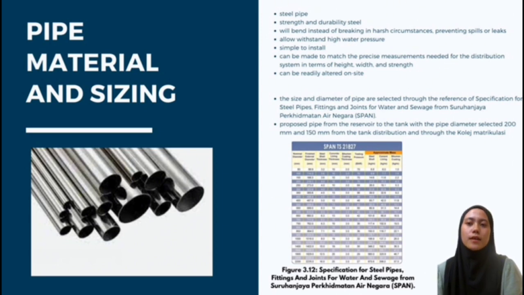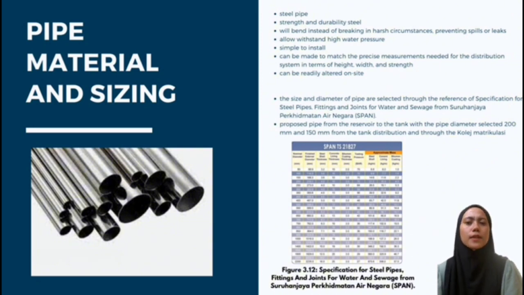Steel pipes are also simple to install since they can be made to match the precise measurement needed for the distribution system in terms of height, width and strength. They are simple to install and can be readily altered on site after installation. Any required upkeep or adjustment can be completed fast and simply.